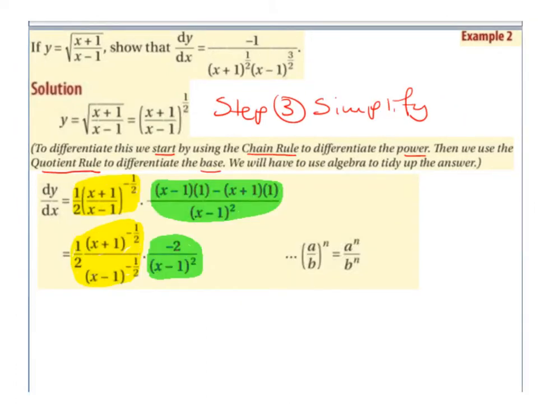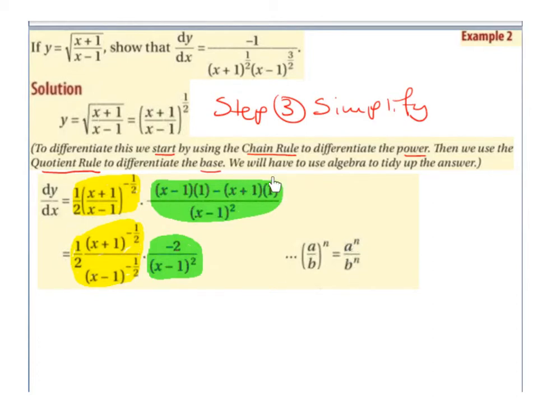So now we need to tidy things up using algebra. So a half times (x plus 1 over x minus 1) to the power of minus a half. Well, the power of minus a half can be applied to the numerator and the denominator. So it becomes a half times (x plus 1) to the power of minus a half over (x minus 1), again to the power of minus a half. So we're basically applying the power to the numerator and the denominator. So we're using this rule here: (a over b) to the power of n is equal to a to the power of n over b to the power of n.